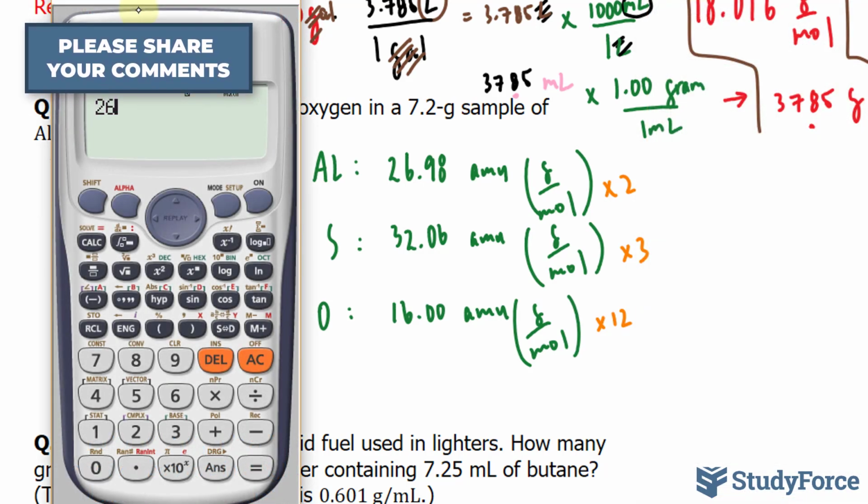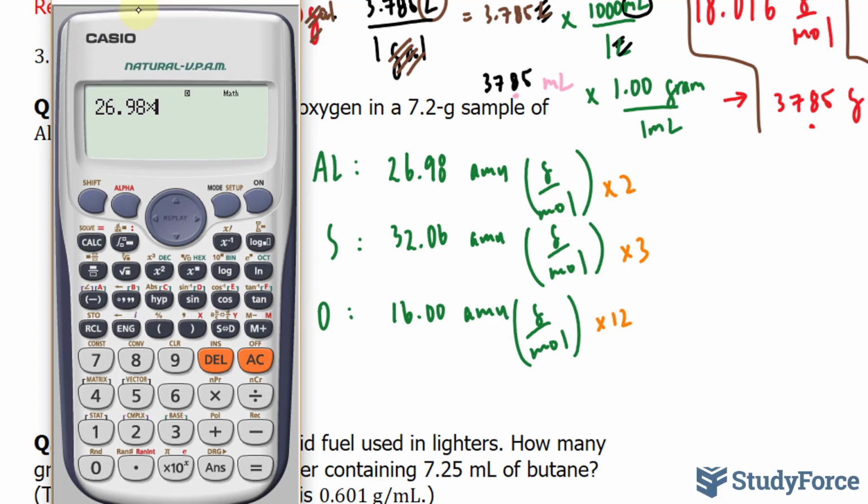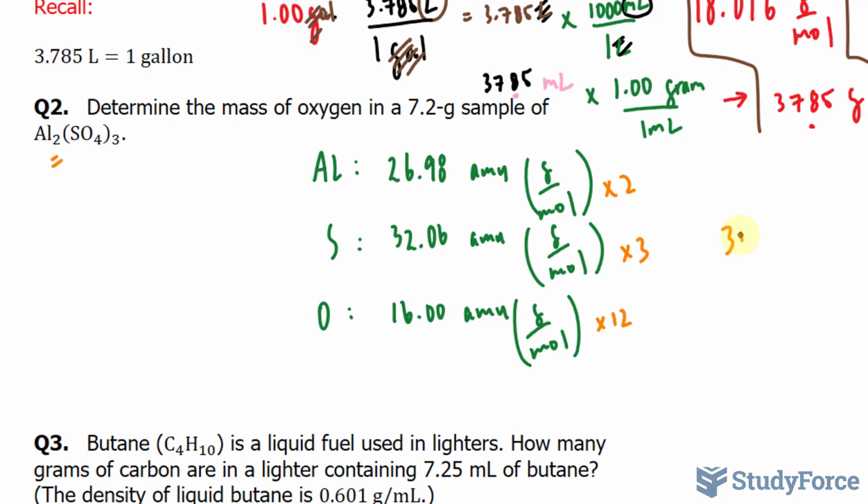We have 26.98 times 2 plus, and I'll put the rest in brackets, that way I don't confuse the calculator, 32.06 times 3 plus 16.00 times 12. Now if you don't have a calculator like this, you can obviously do this in steps and then add them up at the end. I end up with 342.14 grams per mole. That is the total molar mass of one molecule.